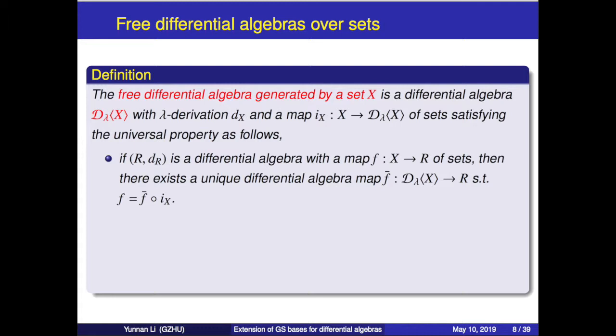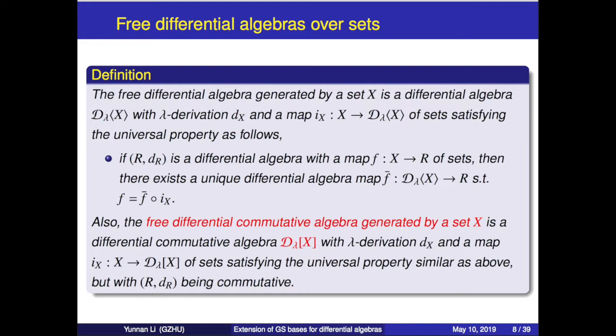It is given by: if we are given any differential algebra R with a map from the set X to it, then there exists a unique differential algebra map that makes the diagram commute. They also have the commutative counterpart, with a similar universal property, but with all maps becoming commutative algebra maps or differential commutative algebra maps.